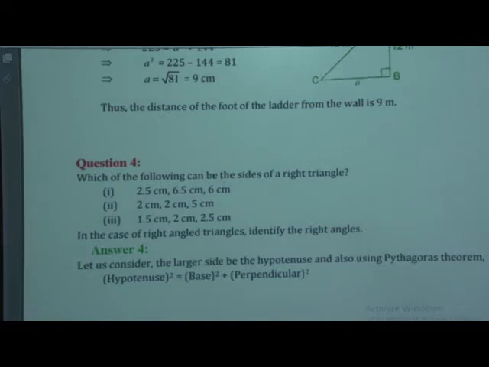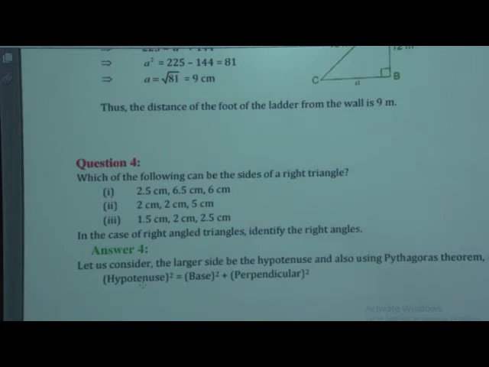Which of the following can be the sides of a right angle triangle? Already you know the properties of the right angle triangle now. So 2.5 centimeter, 6.5 centimeter and 6 centimeter. Now we have to use the Pythagoras theorem and find out which will be the hypotenuse of the right angle triangle. So let us consider the largest side as the hypotenuse.